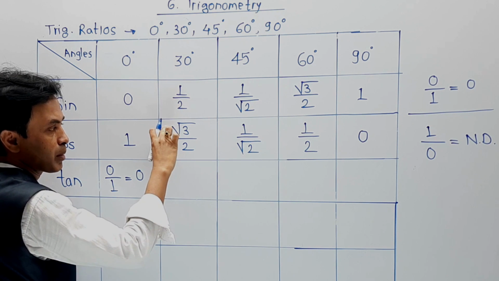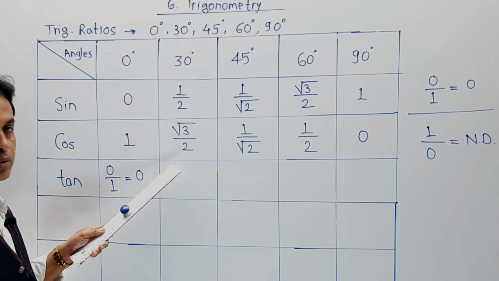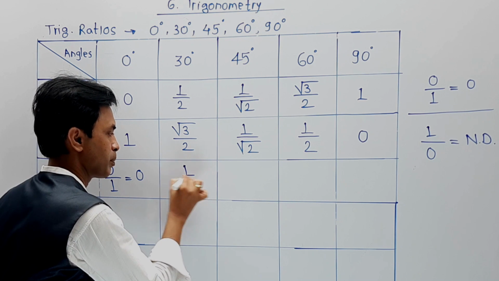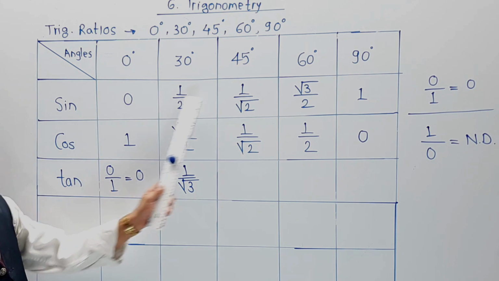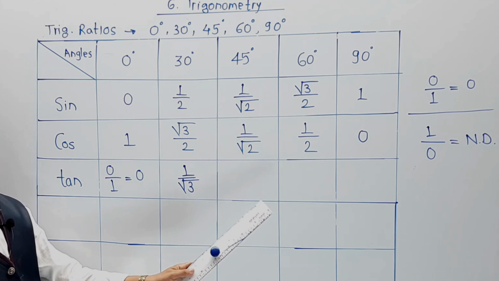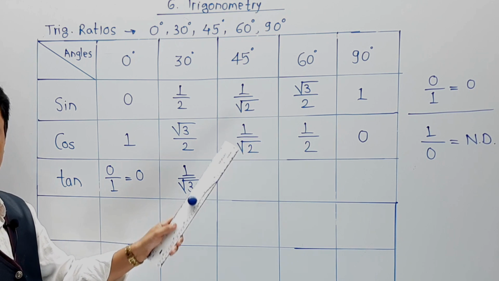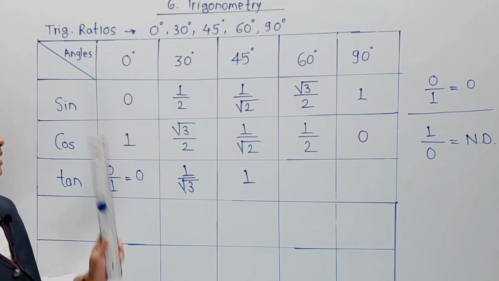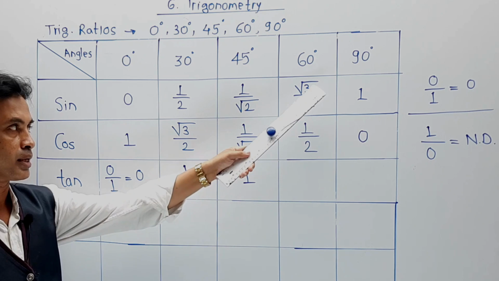Next, 1 upon 2 divided by root 3 by 2. The 2 gets cancelled, and we get 1 upon root 3. So this value becomes 1 upon root 3. Third, sin 45 is 1 upon root 2 and cos 45 is 1 upon root 2. Then tan 45 means sin 45 upon cos 45. So 1 upon root 2 divided by 1 upon root 2. That value becomes 1.